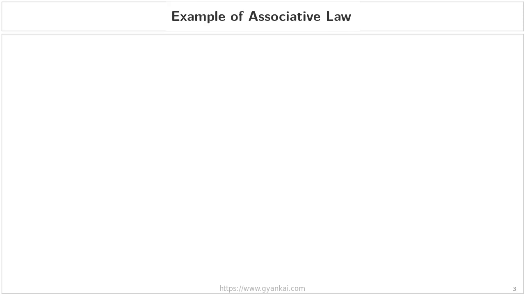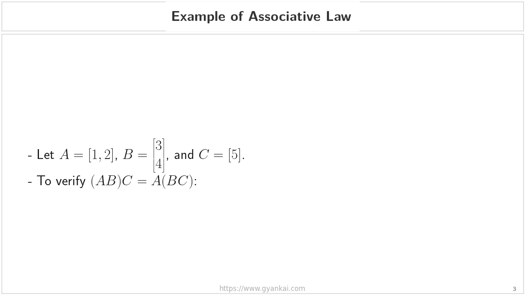Example of associative law. First, let us define our three matrices. Matrix A is a row matrix containing the elements 1 and 2. Matrix B is a column matrix containing 3 and 4. And matrix C is a simple 1-by-1 matrix containing the value 5. Our goal here is to verify the associative law by checking if the product of A and B multiplied by C is equal to A multiplied by the product of B and C.